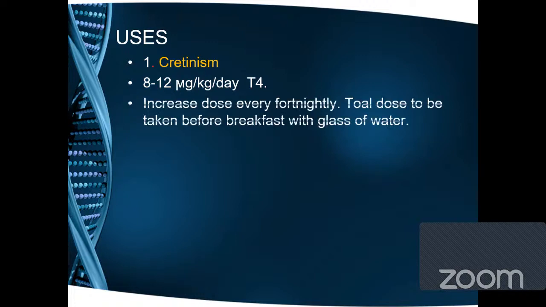So this we have seen about the uses. One of the uses is cretinism. The dose is 8 to 12 microgram per kg per day. Thyroxine is given. Increase the dose every fortnight, that is after every 15 days. The total dose is to be taken early in the morning before breakfast, with a glass of water to increase its absorption. It should be a lifelong therapy. This is what one should convey to the parents, that your child should be taking this particular medication lifelong.